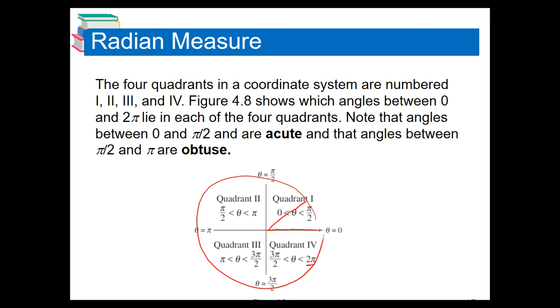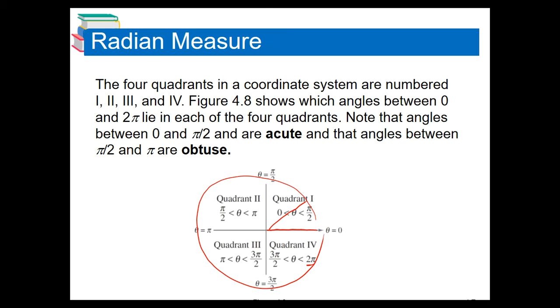So if one circle is 2 pi, half of that is going to be pi. A quarter of that would be pi over 2, if I divide pi over 2. So that's how they get the separations. Anything in Quadrant 1 goes from a radian degree of 0 to pi over 2. Quadrant 2 goes from pi over 2 to pi. Quadrant 3 is pi to 3 pi over 2. And 3 pi over 2 to 2 pi is where Quadrant 4 is.